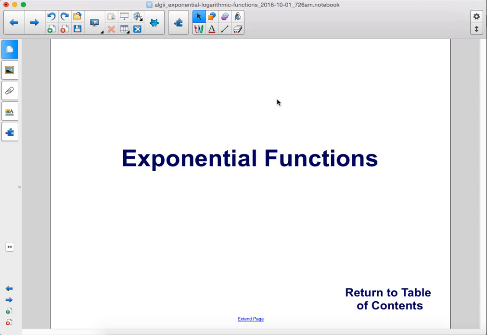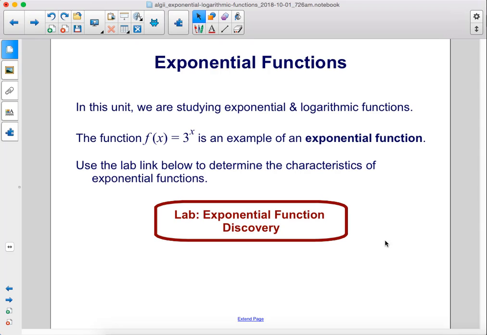Exponential functions. In this unit, we are studying exponential and logarithmic functions. The function f of x equals 3 to the x is an example of an exponential function. Use the lab link below to determine the characteristics of exponential functions.